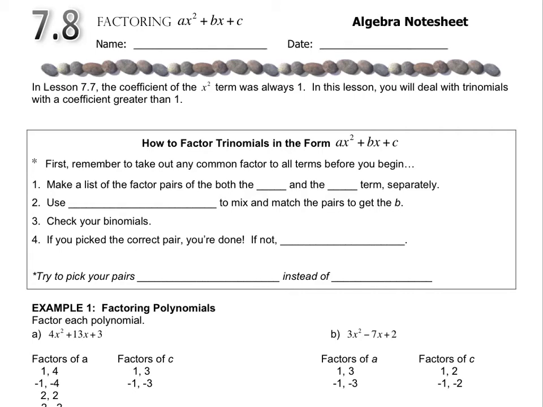Today's topic, factoring ax squared plus bx plus c, is an extremely important lesson. In lesson 7.7, we talked about factoring when the x squared term had a coefficient of 1. So now we want to talk about what happens when the a in front of the ax squared is something different than 1, and how do we deal with that? It actually is similar in a lot of ways, but it also adds some new levels of things that we need to be able to handle.